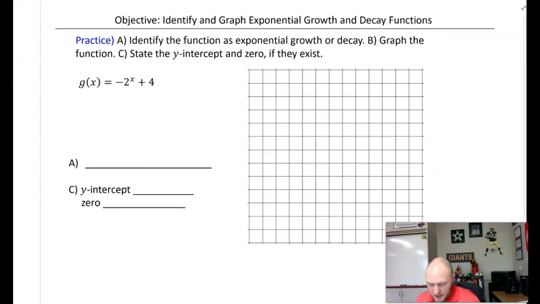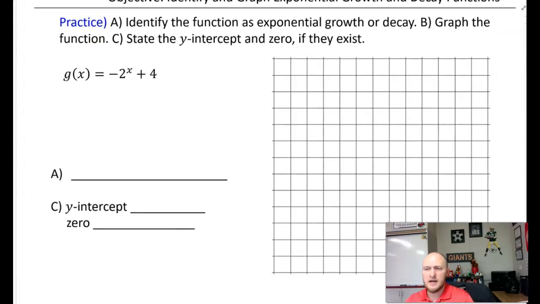Okay, here is a practice problem. I would like you to go ahead, pause the video, and try this example here. Remember, first identify, is it growth or decay? And then identify your transformational parameters, graph it, and then state the zero and intercept if possible. Okay, go ahead, pause this one and try this.